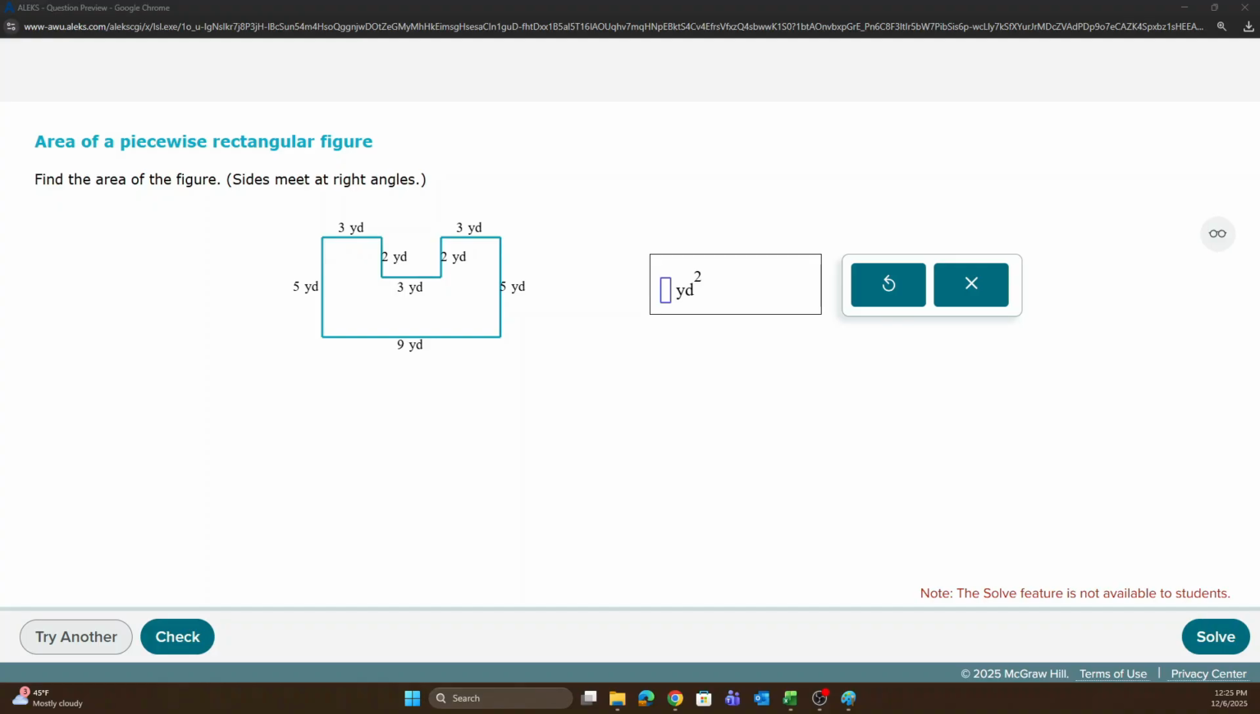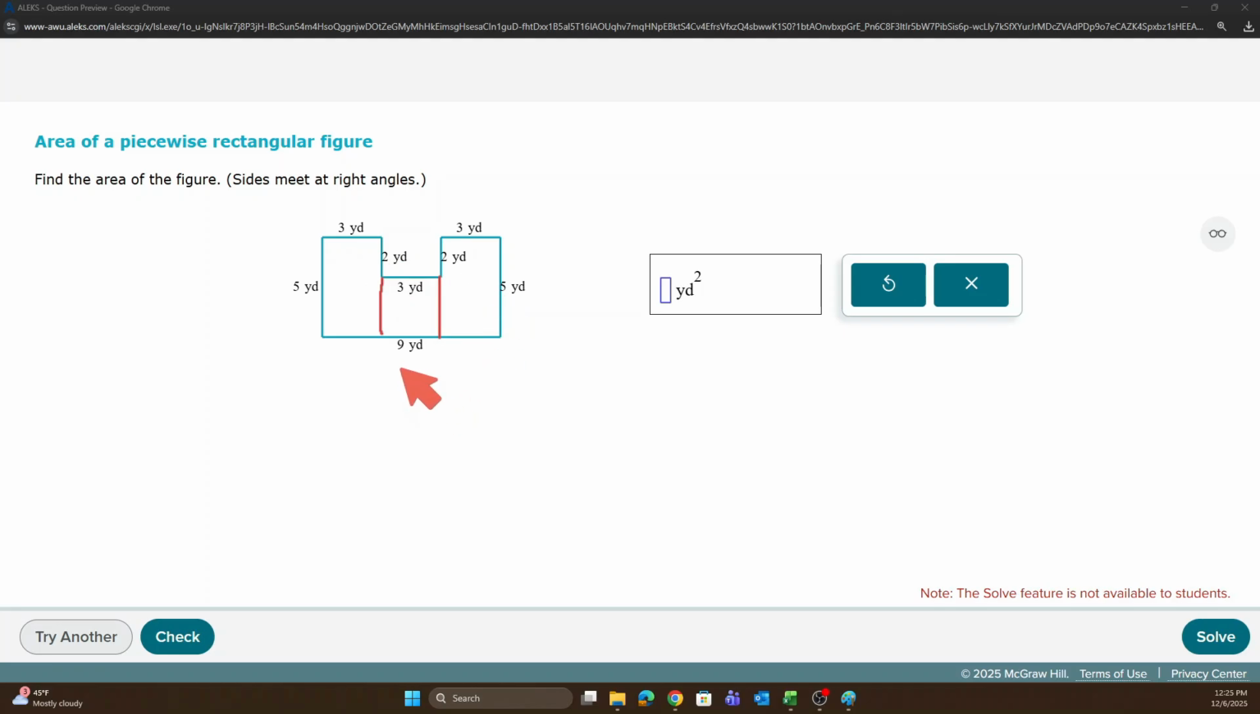So here we have the second problem in our problem sets. We have a piecewise rectangular figure, and we're looking to find the area of the figure. To do this, we're going to break the figure up into pieces. So we're going to cut off right here and right here, and look for the area of these 3 different rectangles and add them all up.